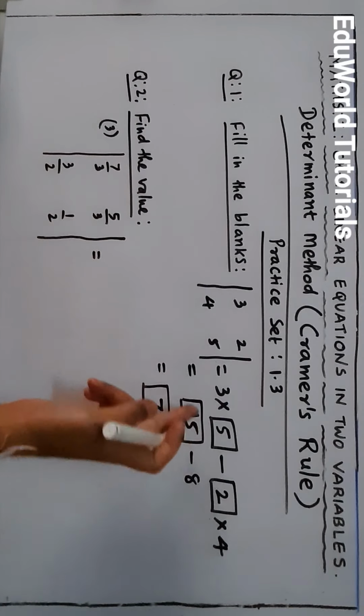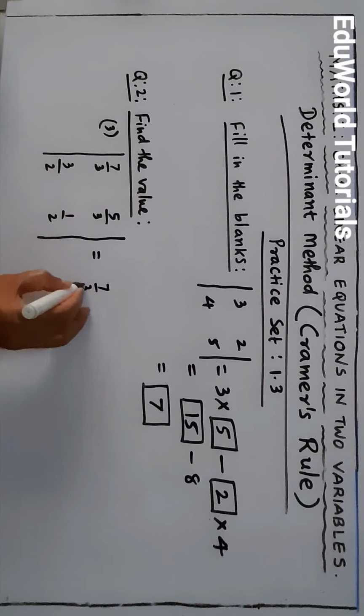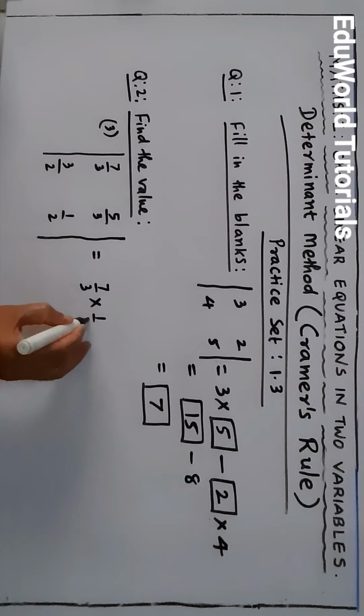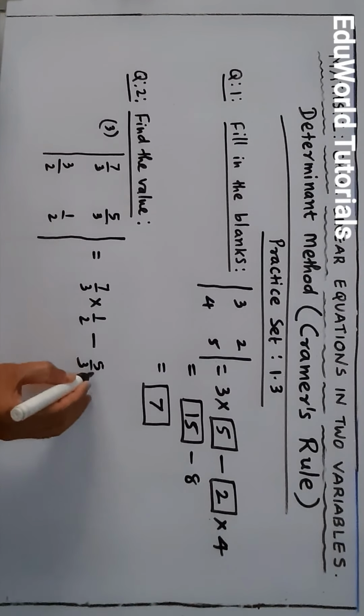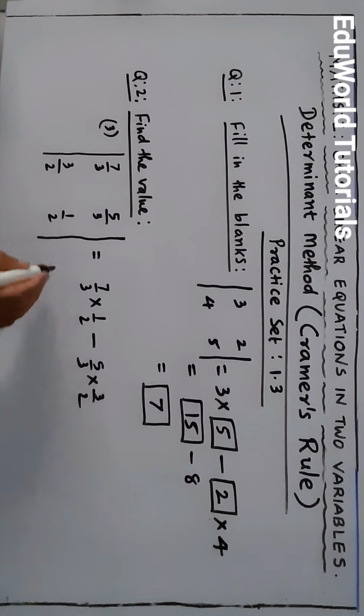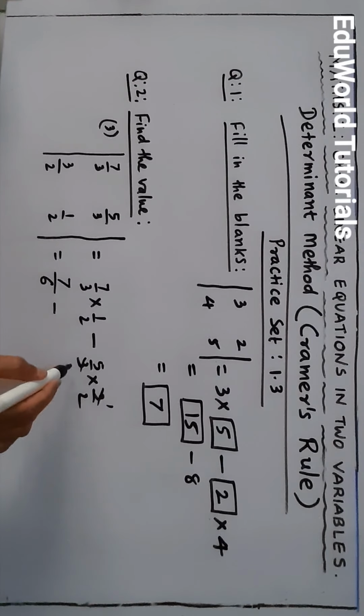Now as usual, the method is the same. How to get the value of this determinant? 7 upon 3 multiplied by 1 upon 2 minus, so this product minus this product, 5 upon 3 into 3 upon 2. Now you know how to multiply two fractions: the numerators are multiplied directly and denominators are multiplied directly. So here there is no cancellation, so 7 ones are 7 upon 3 twos are 6, minus here we can cut this 3 and 3, so 1 is there, 1 is there, 5 ones are 5 upon 2.